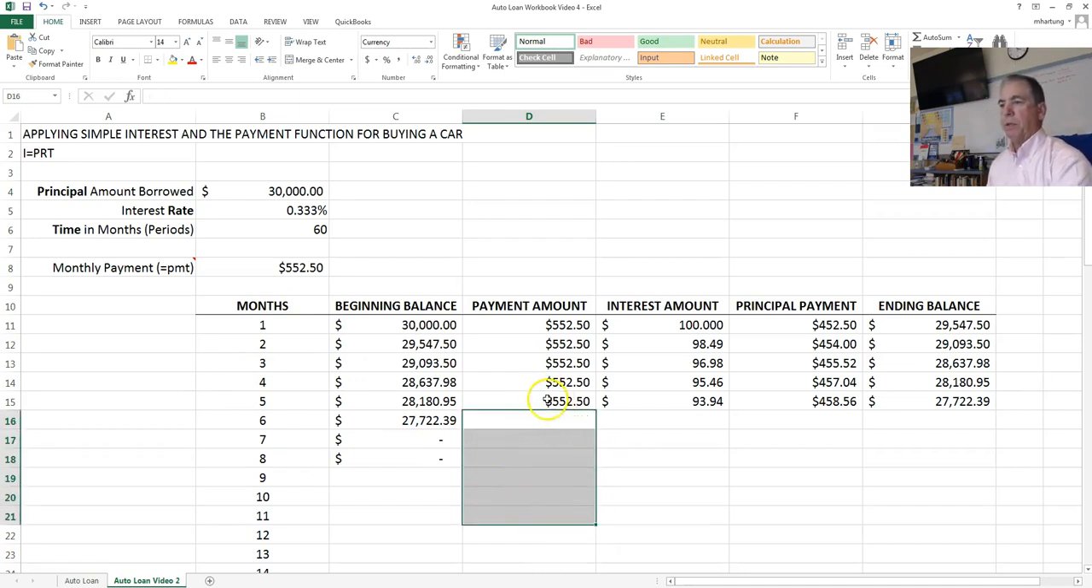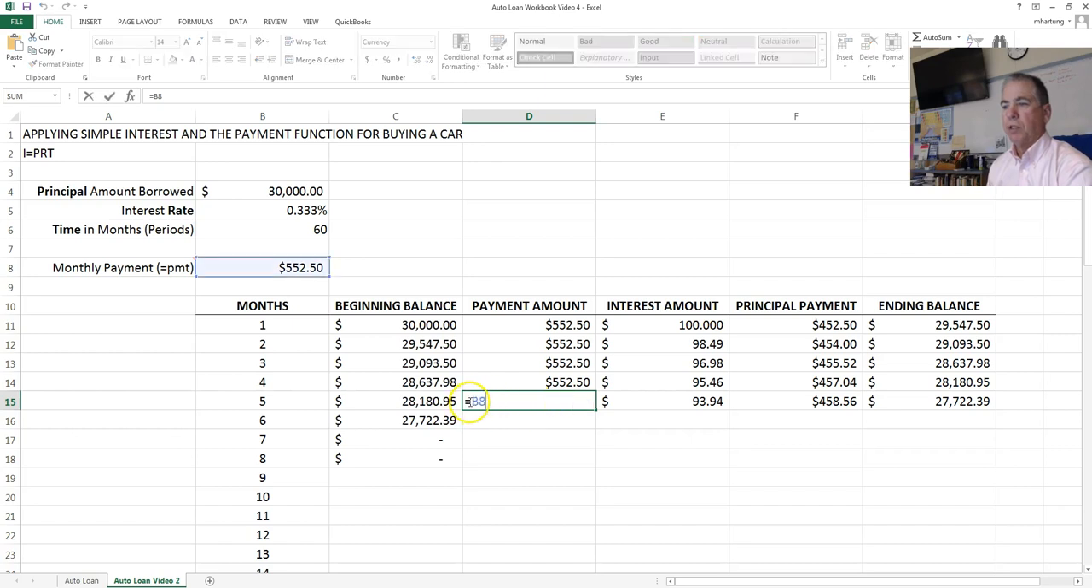What we have to do is make this an absolute reference, to absolutely go to this location. We learned in previous videos that if we put a dollar sign in front of all of these, $B and $8, then we can copy that and we'll always get $552.